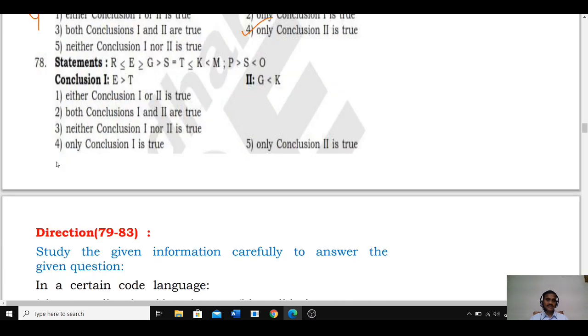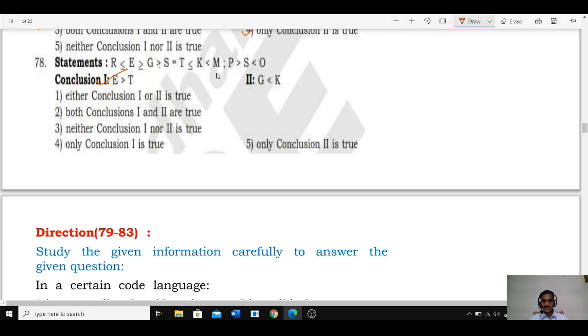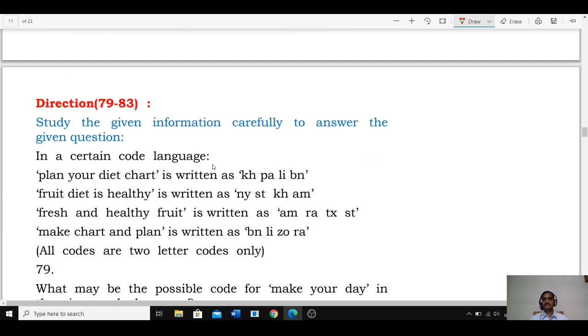Then 78. Now in the 78, the relation between E and T. Between E and T, which symbol is common? Greater is common. E greater than T is definitely true. G and K. G is here, K is here, greater than, lesser than, two opposite symbols, no relation. Hence only conclusion 1 is true, that is choice 4, 78. Done with question number 74 to 78.